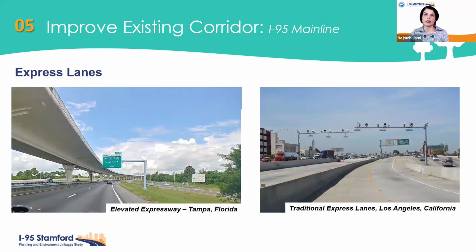For example, express lanes. Construction of express lanes is one method to consider that can increase the capacity of the main line by providing a designated lane for longer distance trips. And this can be achieved by either elevated express lanes, as you can see on the left, or at-grade express lanes in the middle of the existing alignment.